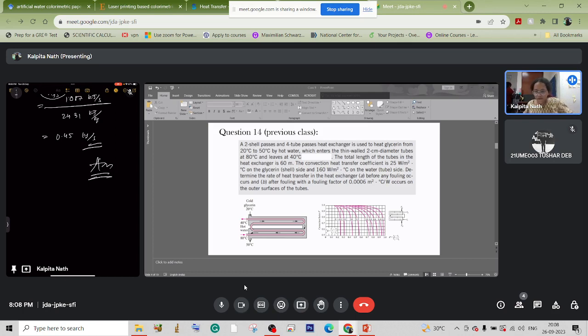So let us solve this question first. So first, the length and diameter are already given here, so we can easily calculate the surface area, the heat transfer area, right?